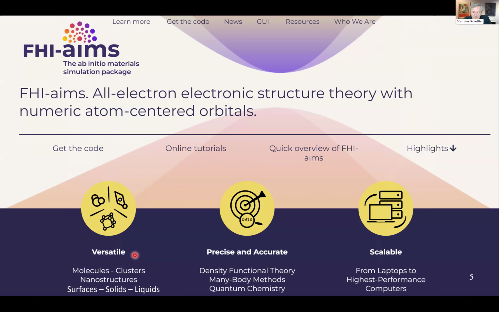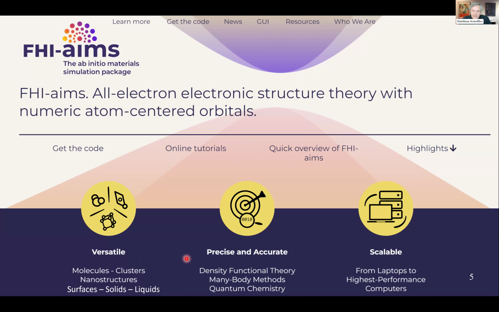It's versatile, precise and accurate, and scalable. Versatile means that FHI-aims can handle molecules and clusters as well as nanostructures, surfaces, solids, and liquids. It has the option for treating finite systems as well as extended materials. It is precise and accurate.